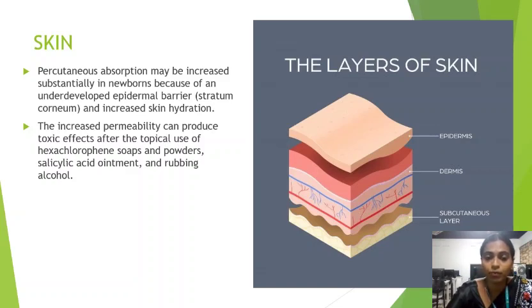patients. So the toxic effects of such alcohols or hexachlorophene soaps, salicylic acid ointment, all the toxic effects come directly in contact with the patient's systemic circulation. It is highly harmful for the patient. So that is what this slide means. We can go for another one.